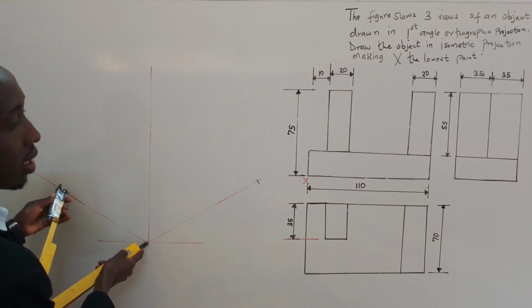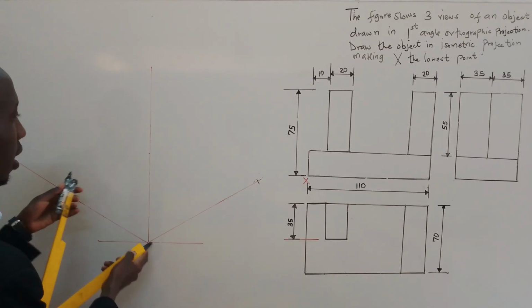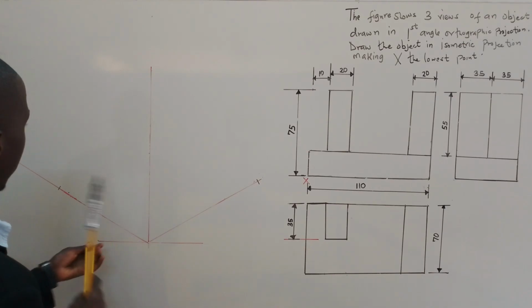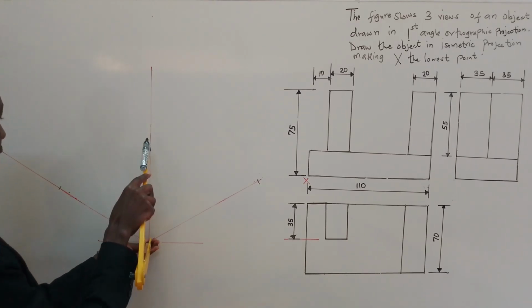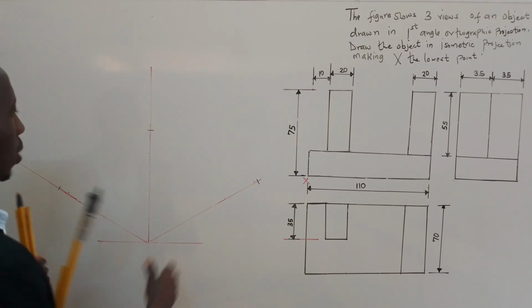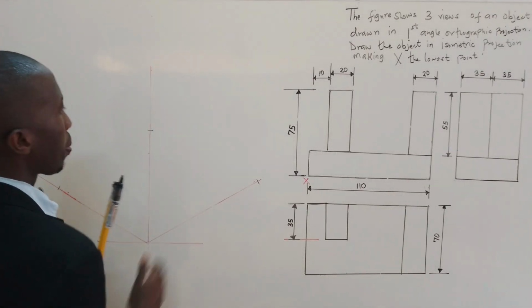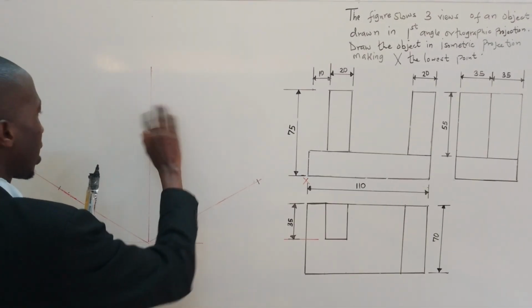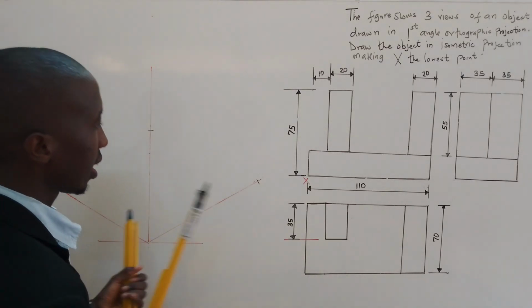I'll have on this side 70. So this is the end elevation. The height is 75, so I'll mark 75 on this height. Now when you have these 3 points, you can do some arcs so that you can acquire the corners and finally you get the faces.